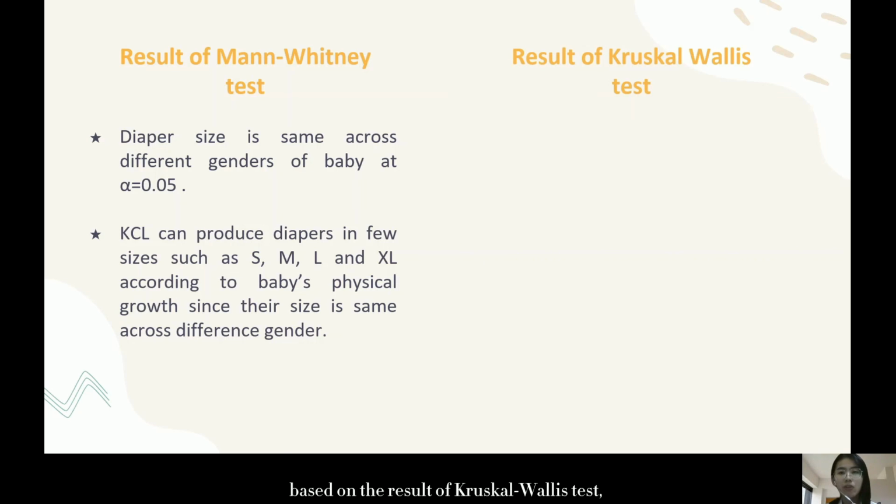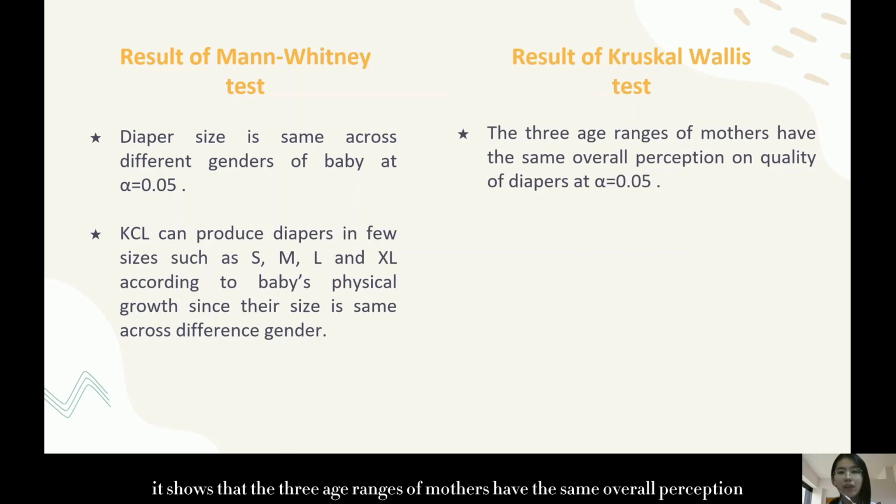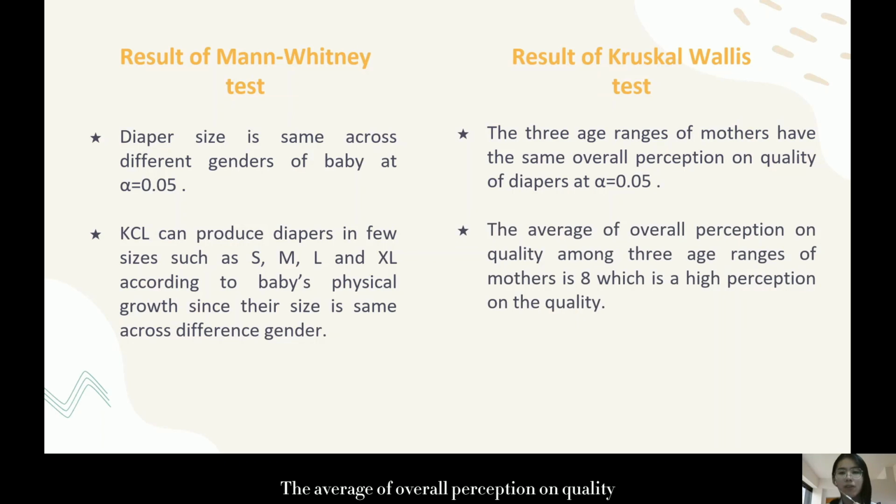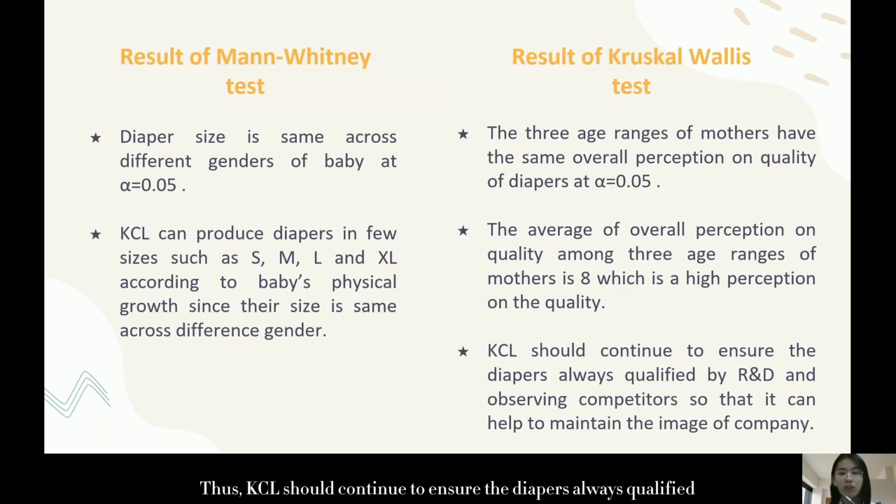Besides, based on the result of Kruskal-Wallis test, it shows that the 3 age range of mother have the same overall perception on quality of diaper at 0.05 level of significance. The average of overall perception on quality among 3 age range of mother is 8, which is the high perception on the quality. Thus, KCL should continue to ensure the diapers always quality and observing competitors so that it can help to maintain the image of the company.